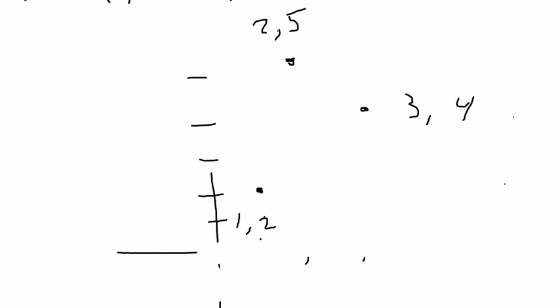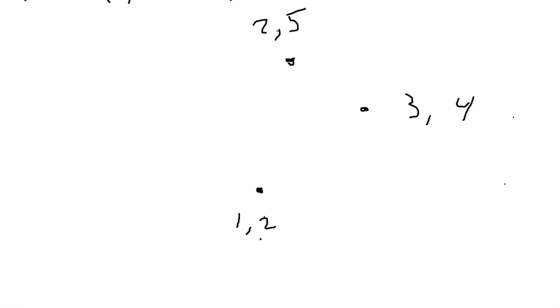So (1, 2), going over 1, up 2 would be right here. (3, 4) would be right about here. And (2, 5) is over 2, up 5, so right about here. Okay, so this is (2, 5), this is (3, 4), and this one down here is (1, 2). Okay, I'm just going to get rid of the rest of this so we don't need it.